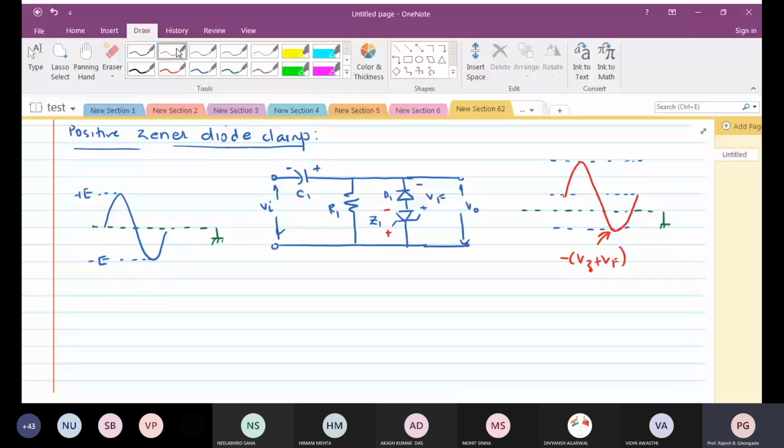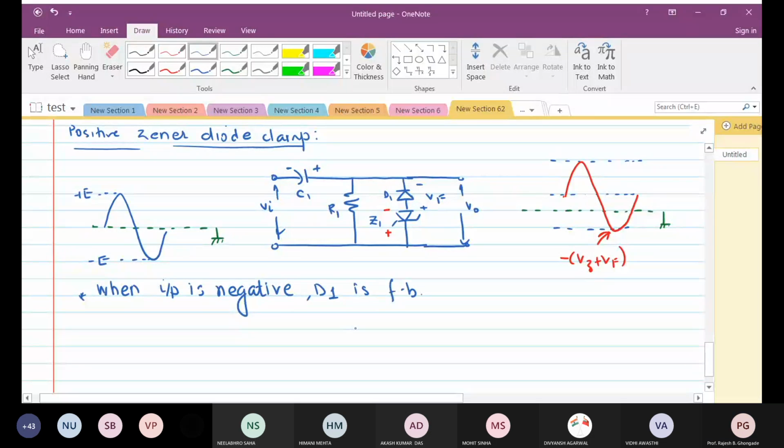Again, when input is negative, D1 is forward biased. So the output voltage, starting with input negative, is minus Vz plus Vf, and the capacitor is charged to minus Vz plus Vf plus E.